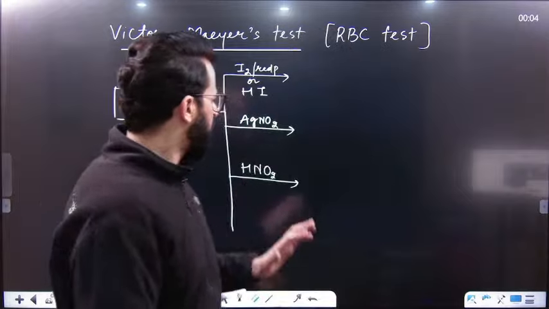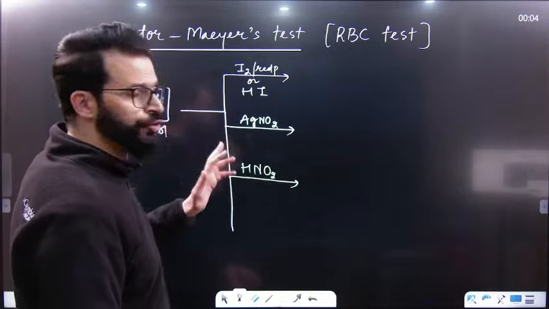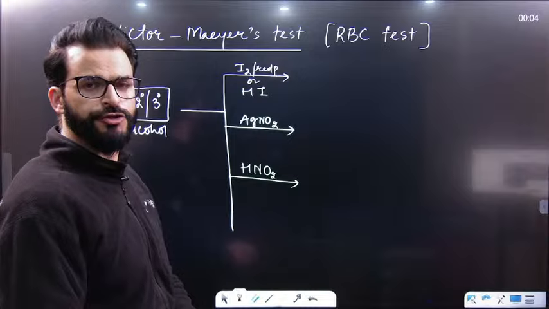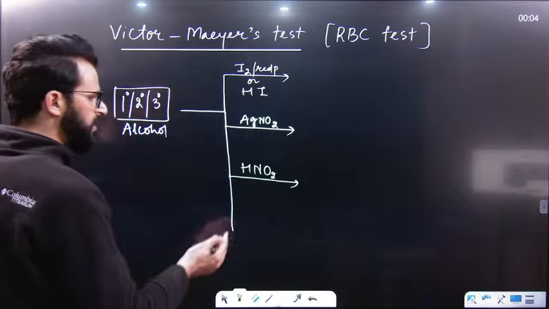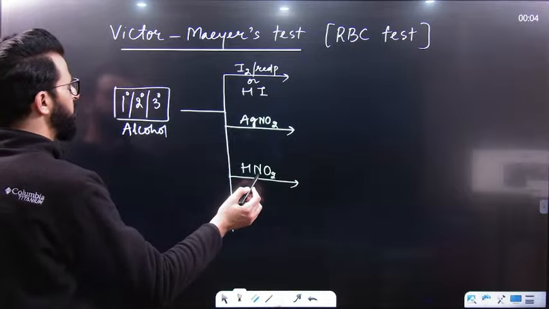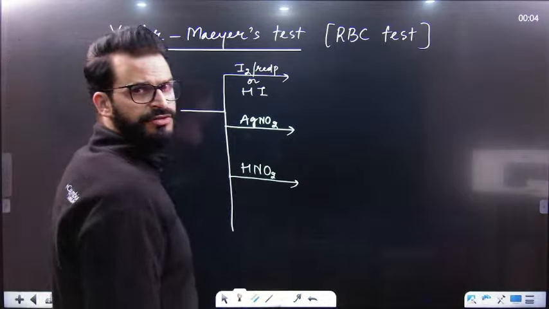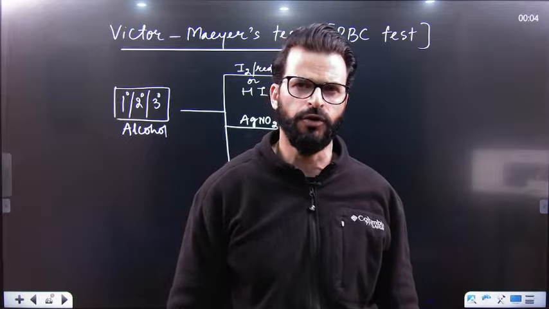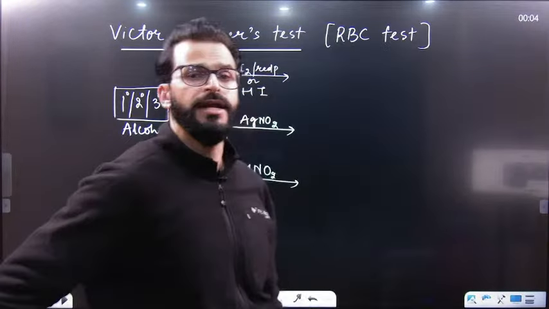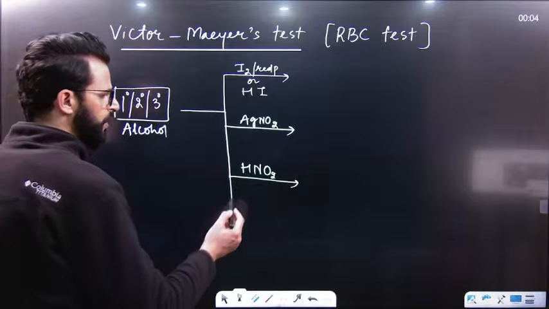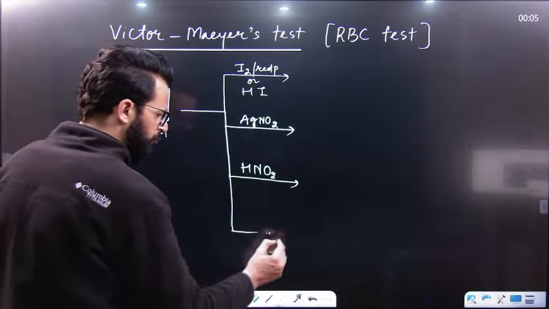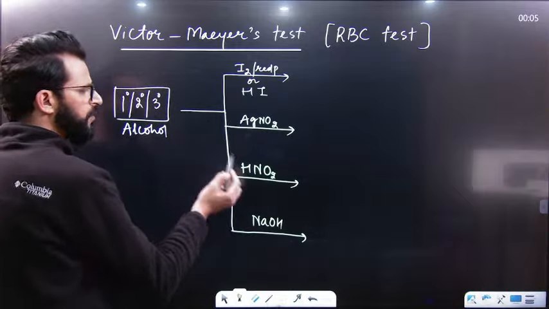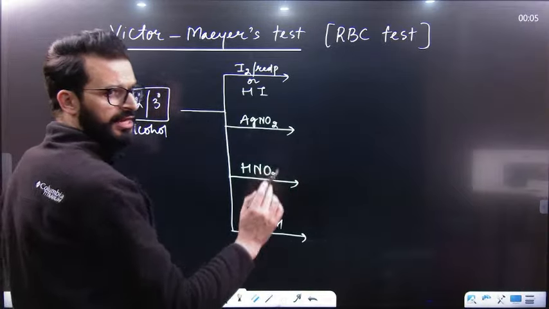But if secondary alcohol is there, this HNO2 will react with that nitroalkane and result in the formation of pseudonitrole, which is blue in color. But if 1 degree alcohol is there, nitroalkane will be formed from it, and it will react with HNO2 to result in the formation of nitrolic acid. After that, we have to add NaOH. Finally, tertiary will not react with this, so it will be colorless.